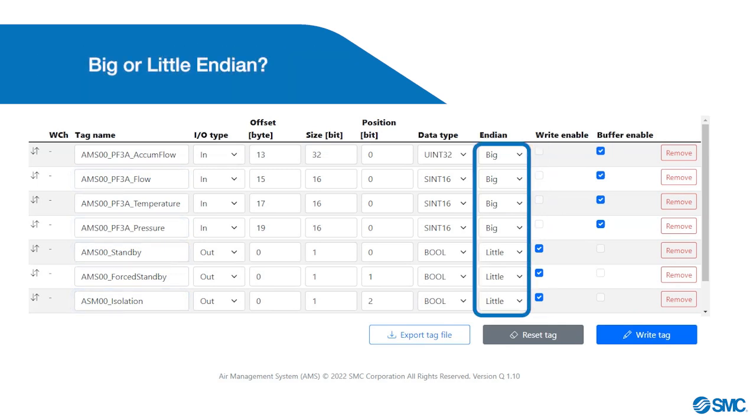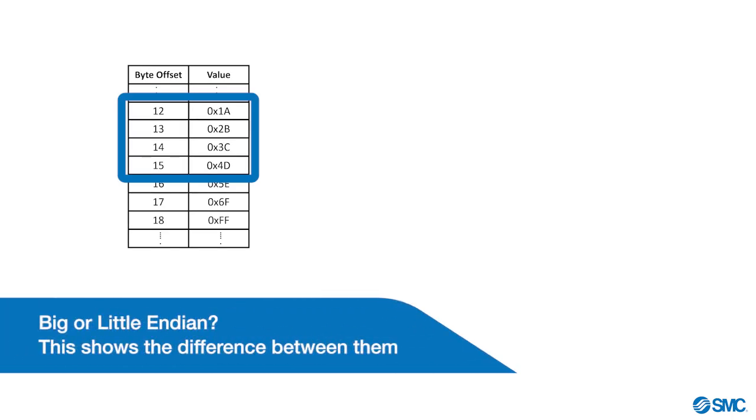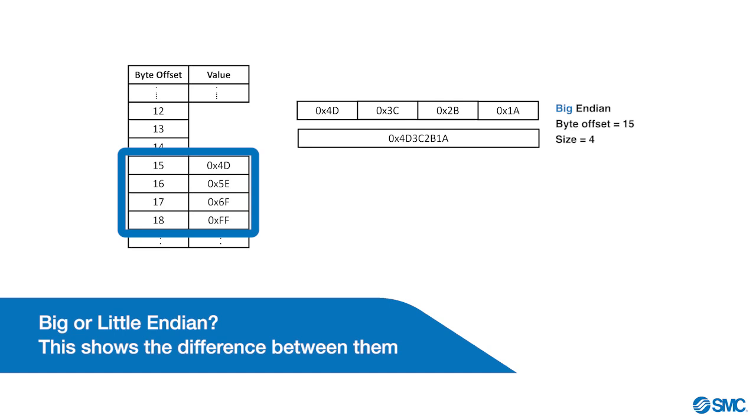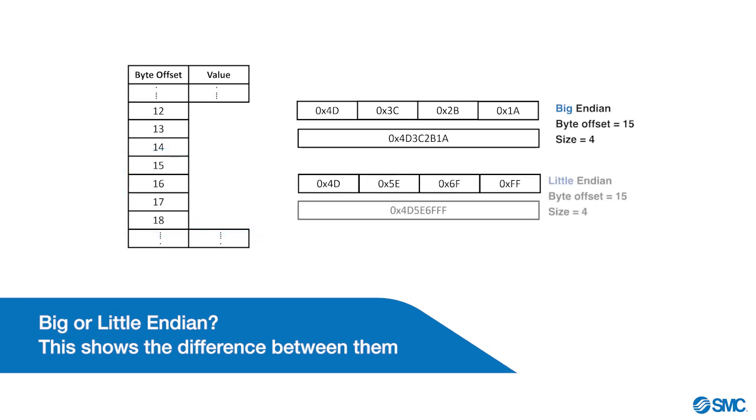We have the option to select if the data is big or little endian. This animation shows an example of the difference between the two. This is big endian. And this is little endian.